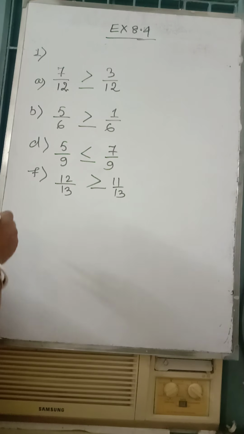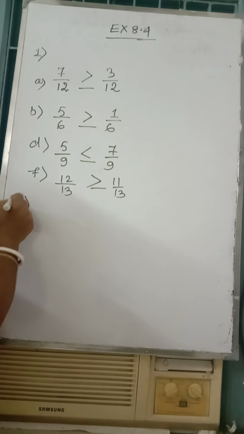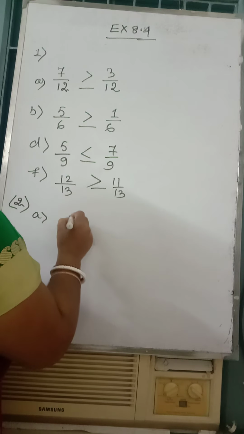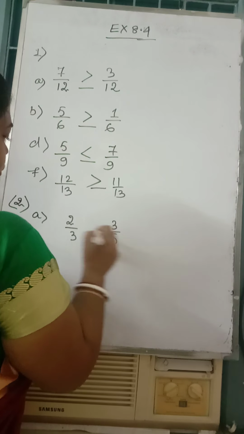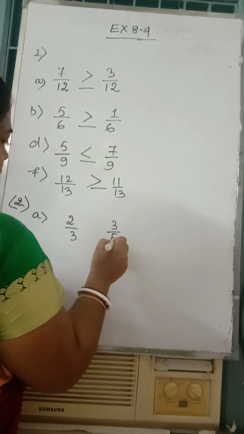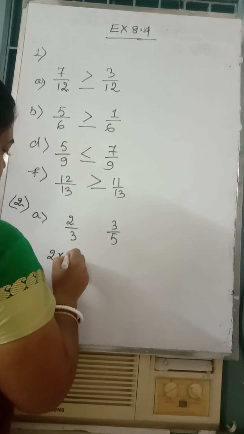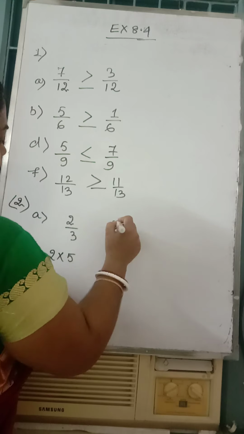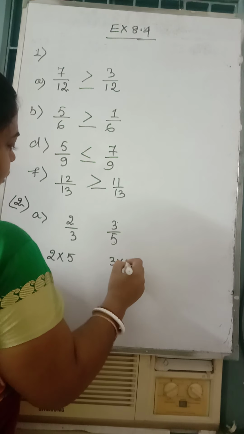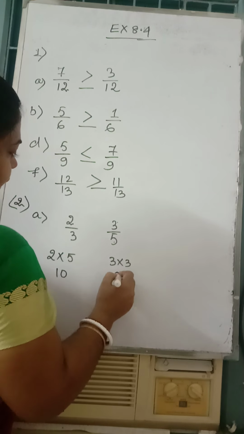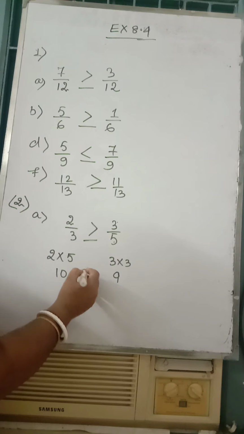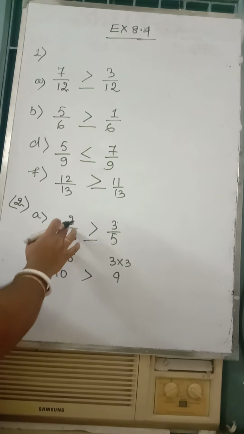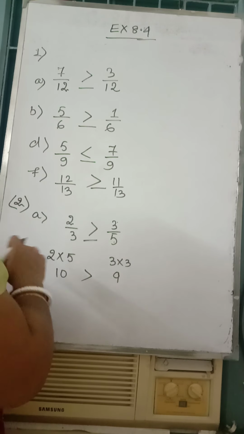Question number 2, we have to use cross multiplication. You are given the fractions 2 by 3 and 3 by 5. You have to multiply this numerator with this denominator, 2 into 5, and this denominator with this numerator, 3 into 3. What is greater, my dear? 10, 9. So 2 by 3 would be greater than 3 by 5. As 10 is greater than 9, na? So the same sign will be written between the fractions. Okay.